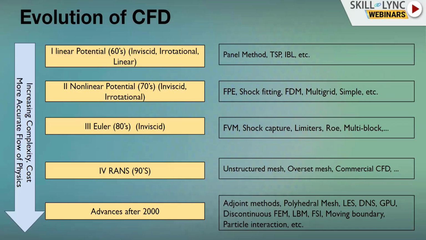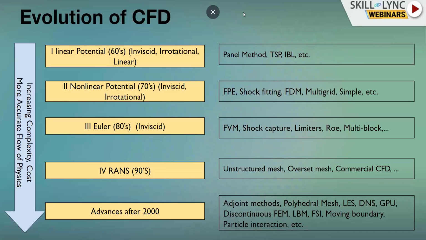All of this was for compressible flows. At the same time, for incompressible flows, pressure correction techniques like the SIMPLE algorithm came into existence. Those initially used a staggered mesh, and then it moved to co-located methods, which happened during the 80s. The finite volume method came into the picture, and with the finite volume method we could do shock capturing.